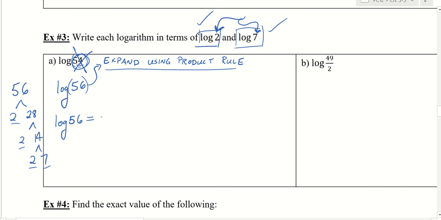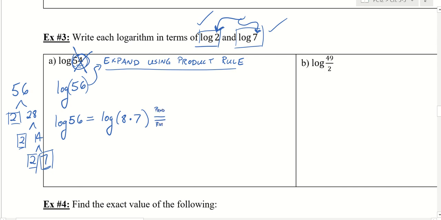Okay, so log of 56. I will first write this as log of, well, here I have 2 times 2 times 2, which would be 8. So all of my factors of 2 are trapped in this number 8 here. And then I have 7. So log of 56 is really log of 8 times 7. Hopefully that makes sense. Here I will apply the product rule.